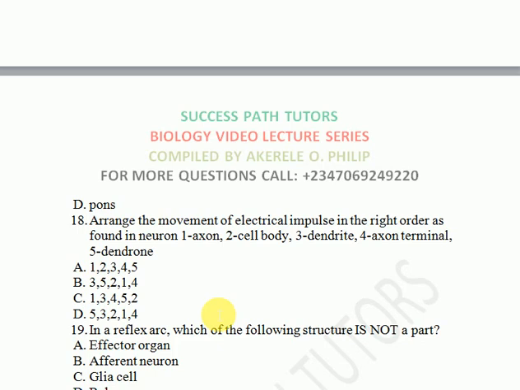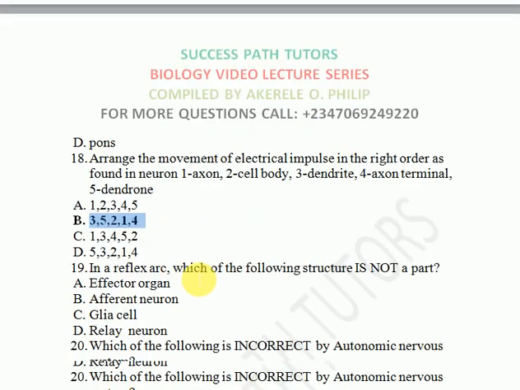Then the next to that is going to be axon 4, and the next to that is going to be axon is 1, then the last will be axon terminal, so that's going to be 3 5 2 1 4. That's option B. That's the right movement of impulse along a neuron.